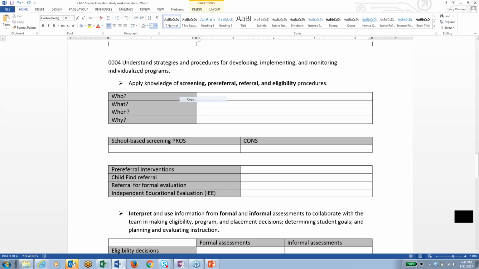Number 4, understand strategies and procedures for developing, implementing, and monitoring individualized programs. Apply knowledge of screening, pre-referral, referral, and eligibility procedures. So who needs to be screened?